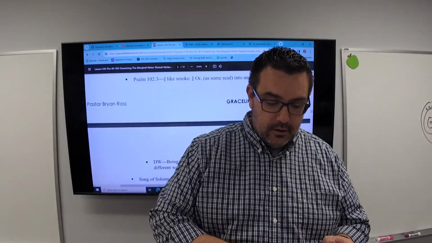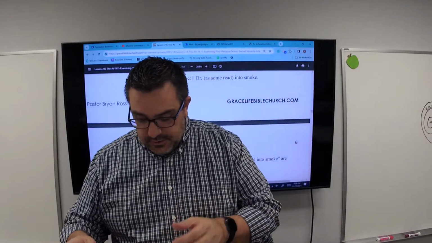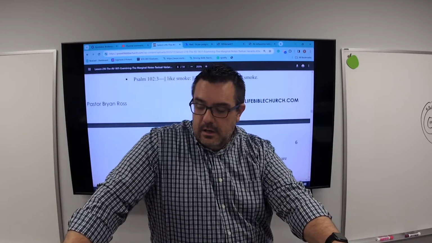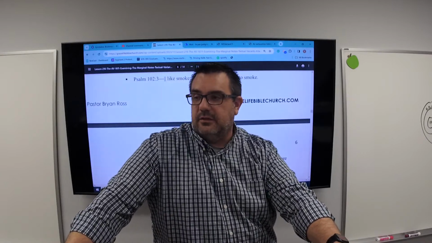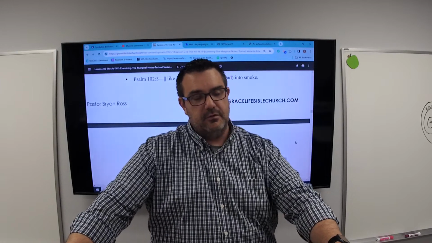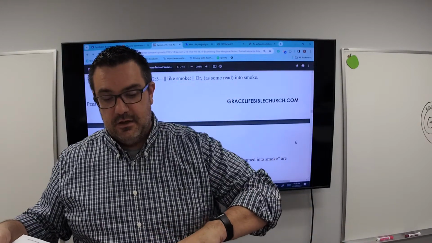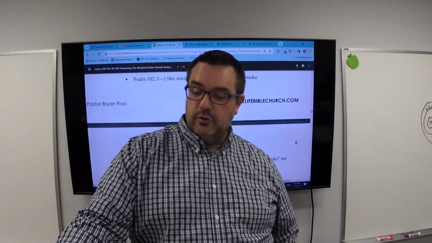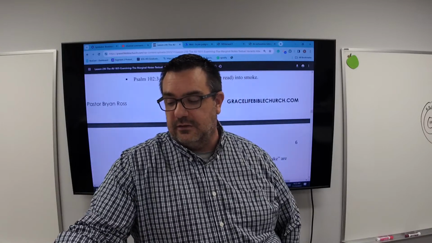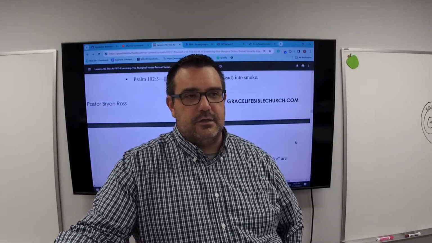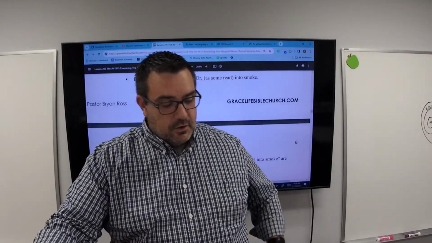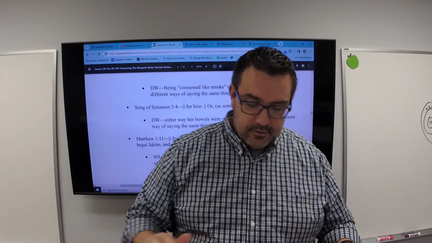The first one is Psalm 102:3. Okay? So the text says, like smoke, and the margin says, or as some read, into smoke. So I'm at the bottom of page 5. Okay, go to the top of page 6. To me, this is a different way of saying the same thing. Being consumed like smoke or consumed into smoke are different ways of saying the same thing. So in other words, is there any substantive difference there between the text and the margin? No.